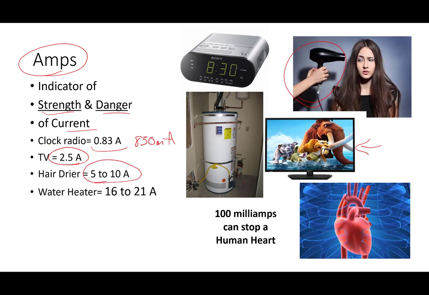Appliances that produce a lot of heat tend to have higher amperages. Water heater, 16 to 21 amps, so it can be a very high amperage device.